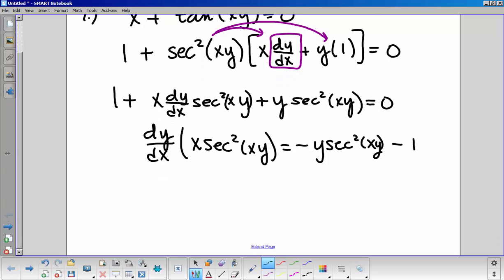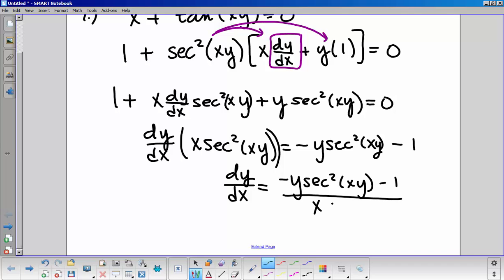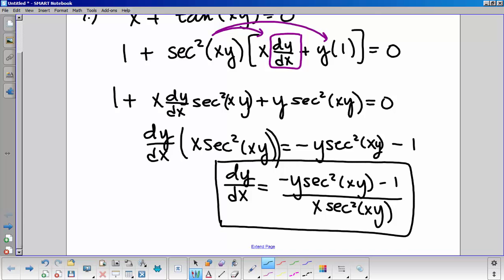And the next thing is we divide both sides by x secant squared xy. So dy/dx equals negative y secant squared xy minus 1 over x secant squared xy. And there's your answer. So the only trick on this problem is that once you do the product rule on the outside there, you have to distribute the secant squared xy to be able to separate the dy/dx out. Okay? All right, next one.